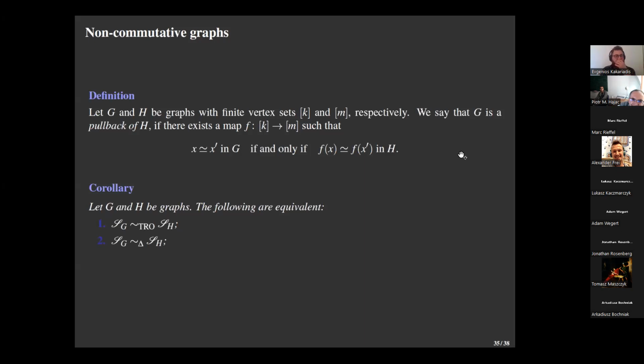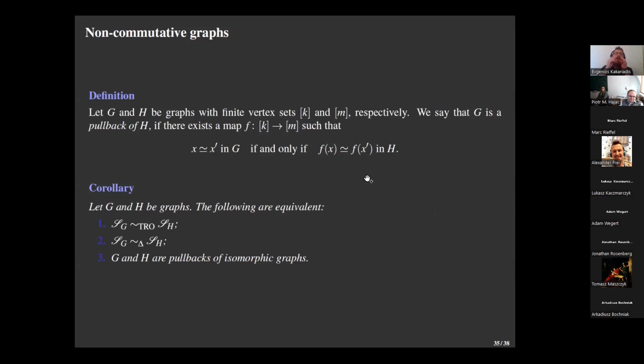For classical graphs you can visualize these notions by pullbacks. So what's a pullback? A graph G is a pullback of H if you have a map between the vertex sets, so that a connection in G happens if and only if you have a connection in the images.